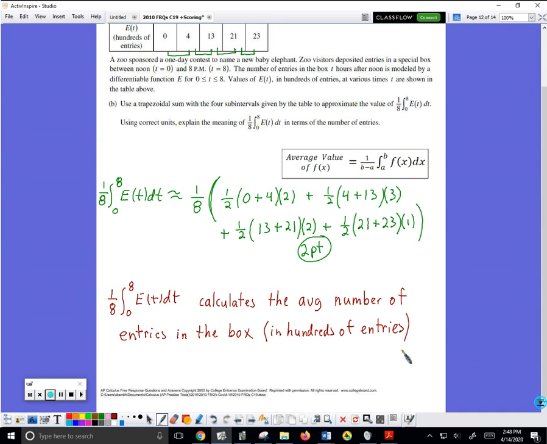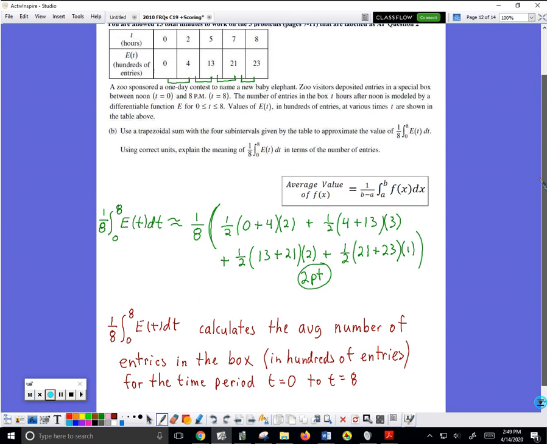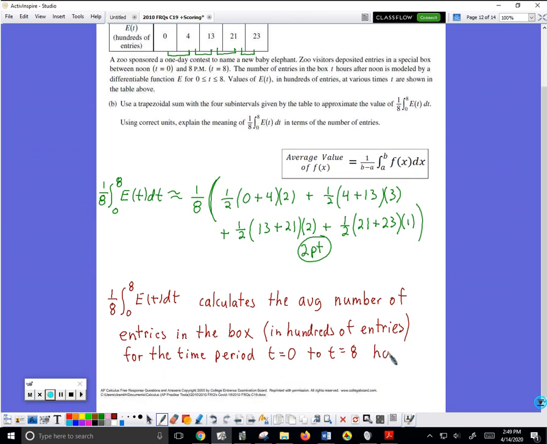And now you must specify the time period. For the time period, t equals 0, I need units, to t equals 8, and the units are hours. Yes. If you have all of that in brown, you get 1 more point.